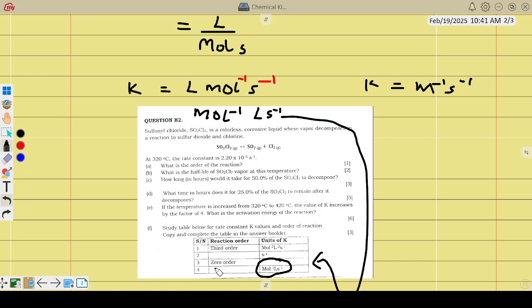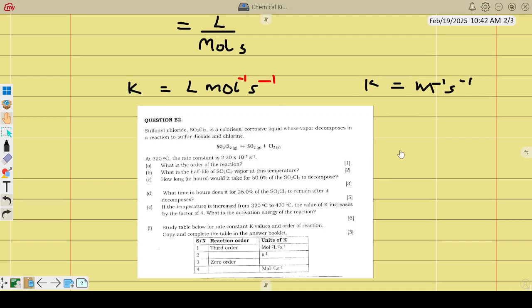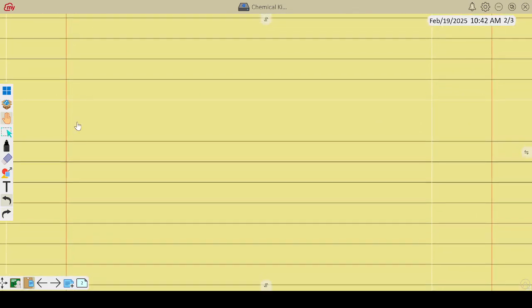So the answer here is second order. In life, don't be like lecturers. Although some are good, like myself. Now, the majority, we like making life hard. So these are the units. Very, very, very important. So let's derive the formula. The formula, we have rate.